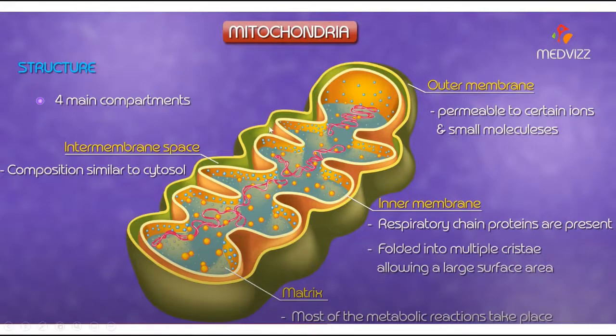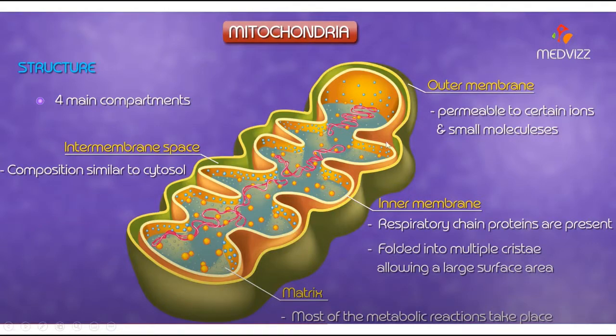Now this is a more detailed structure. If you see the structure, they have more compartments. Just now we discussed the intermembrane space is there, the cytosol is outside, and here there is a fluid-like structure. We call it the matrix. And here other metabolic reactions take place, like cellular respiration. And this is the inner membrane.